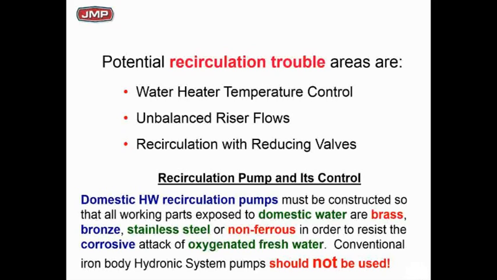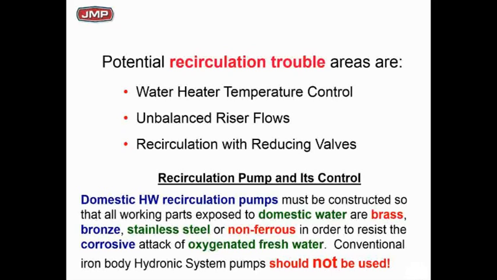Second one would be unbalanced riser flows. If you've got a high-rise building, or a hotel, motel or school, it's not unusual to have direct return piping of the domestic hot water recirc loop. And when you do that, you've got balance issues. You're talking about 2, 3, 4, 5 GPM spread out through a whole building, and you're trying to balance it. So you've got balance issues anytime you've got direct return. In other words, you have to balance these things for them to work, or they will not work.